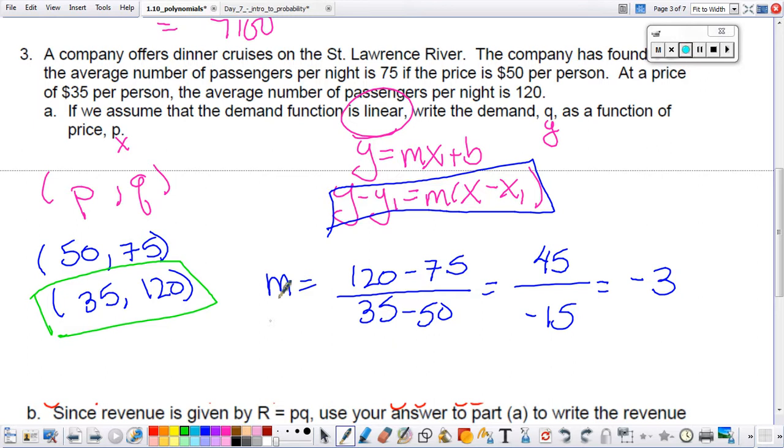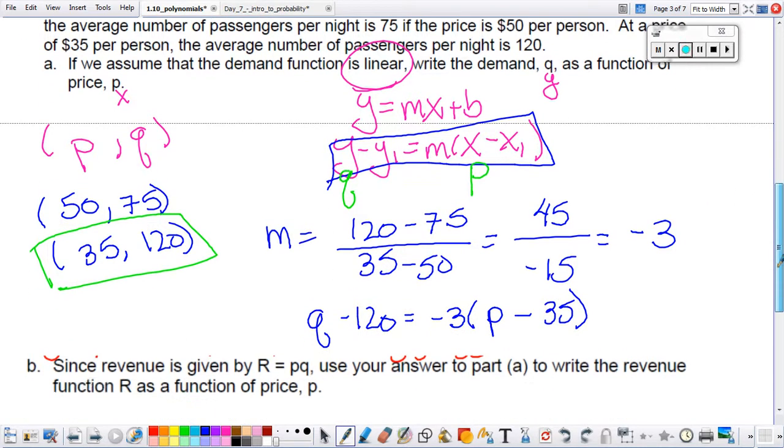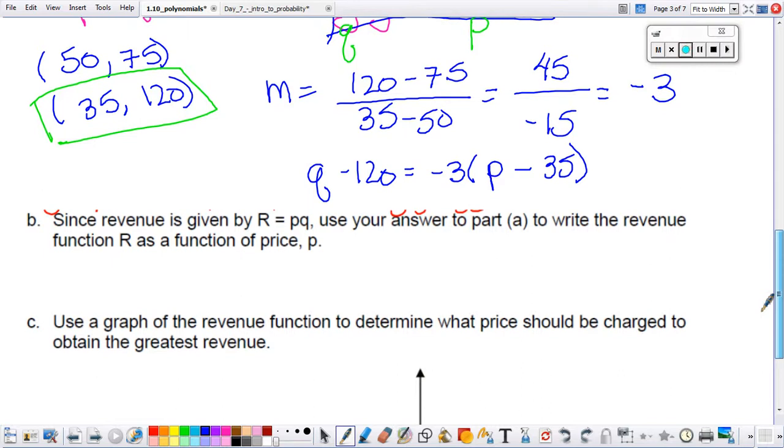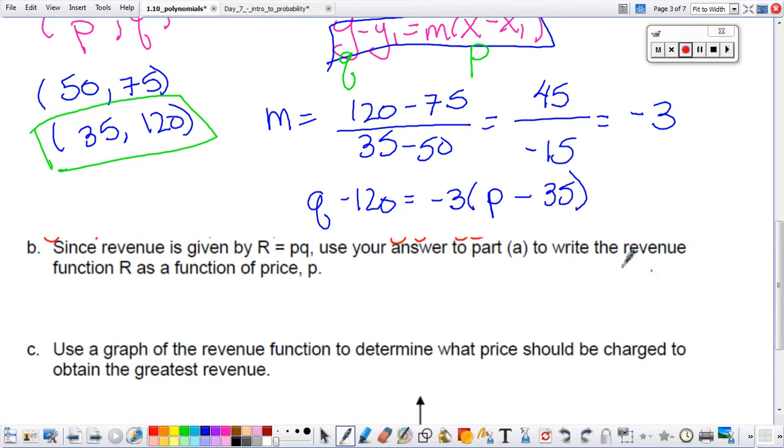I'll pick the second one. So we have, and I'm going to use the letters of the problem. So this is Q and X is P. So my answer is going to be Q minus 120 equals negative 3 times P minus 35. Now if I wanted to simplify that, we can distribute the negative 3 and add the 120 over. But let's see what part B is asking. Oh, write the revenue. Okay, so I am going to need to isolate Q so that I can multiply it by P.